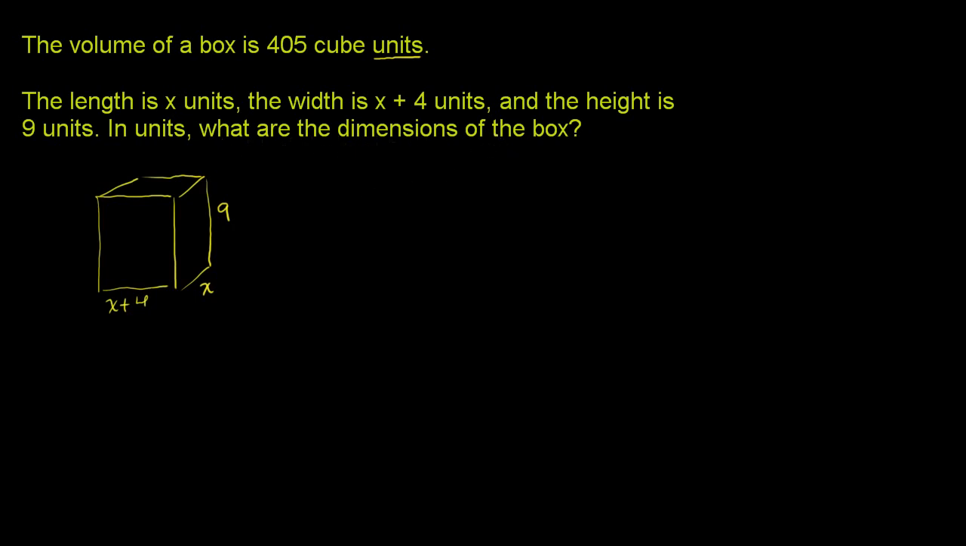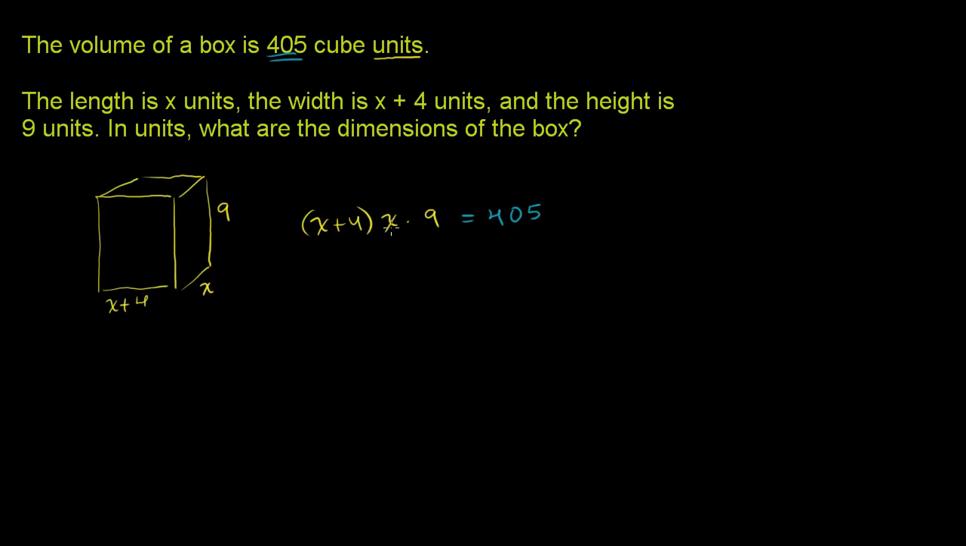Well, they also tell us that the volume is 405. So if we wanted to calculate the volume, what would it be? It would be the width, x plus 4, times the length, x, times 9. That's literally the volume of the box. Now, they also tell us that the volume of the box is 405 cubic units, so it is equal to 405. So now we just solve for x.